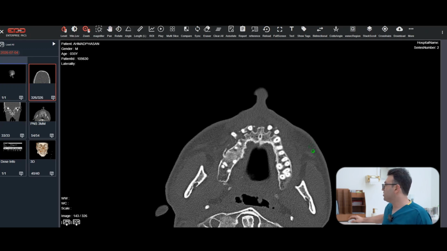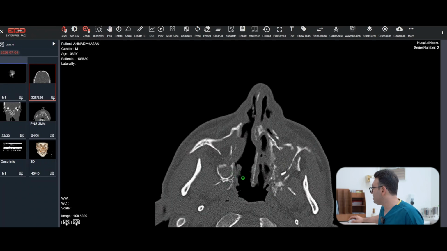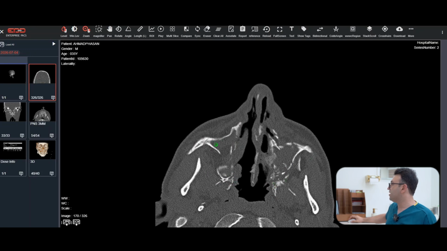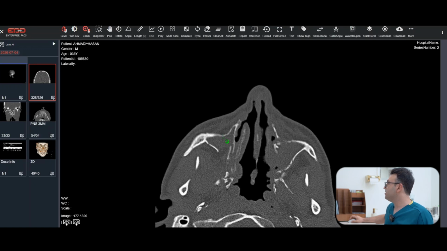If it is displaced, so the maxilla is completely dislocated. So I see the fracture between the pterygoid plates here and the posterior of the maxilla, and the maxilla was completely mobile during the evaluation, because examining the patient is the first step, and after that we check the CT scans. So I continue the evaluation.